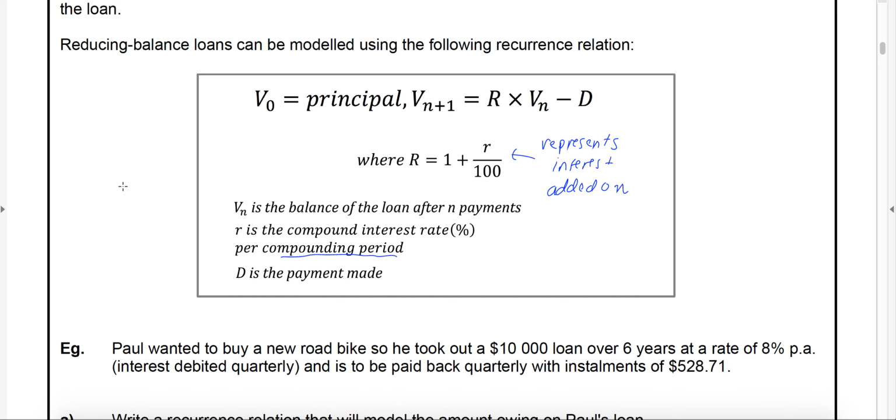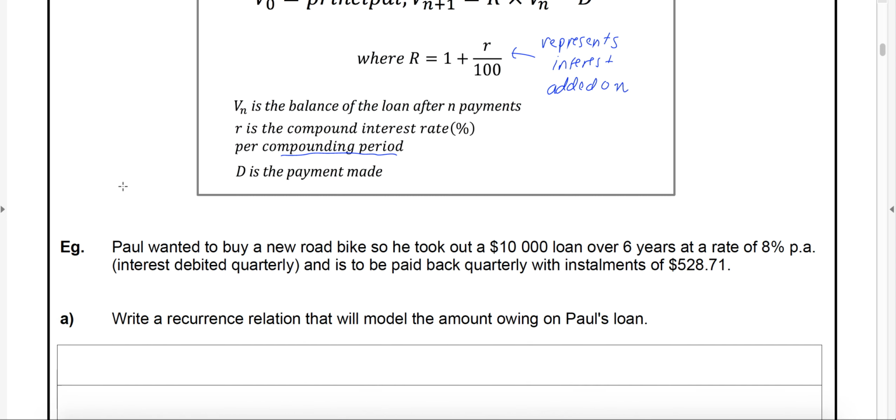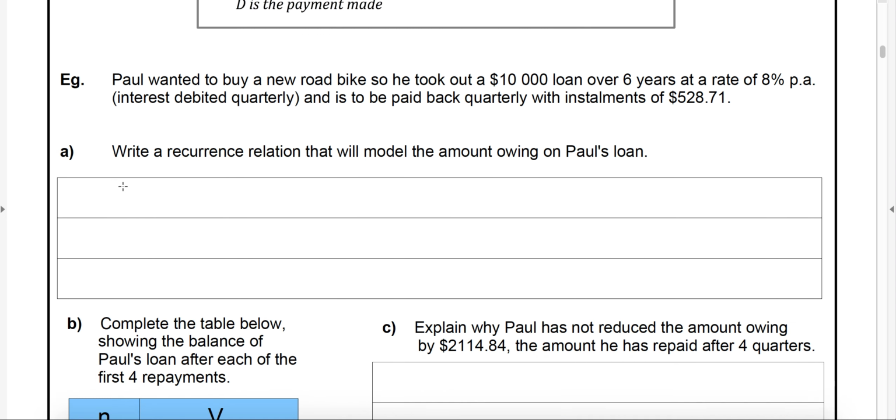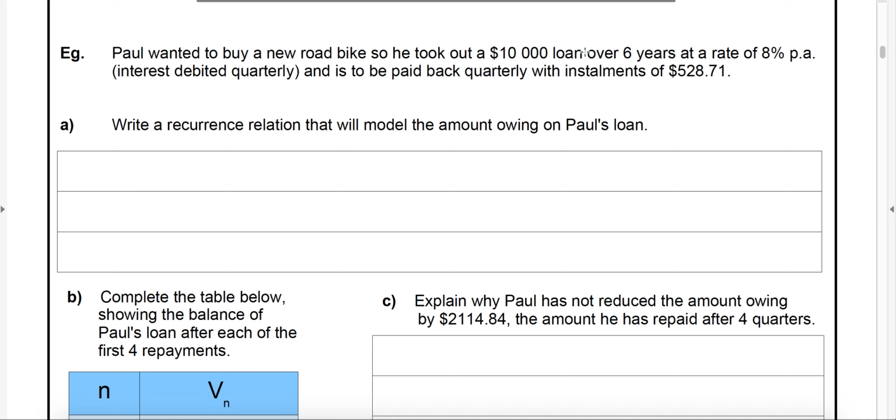Let's have a look at some examples so we can see it in practice. We've got Paul wanting to buy a road bike, and so he's taken out this loan of $10,000. I'll just mark that as V0 since that's the original loan. It's 6 years he's going to borrow the money for, and the rate is 8% per annum.